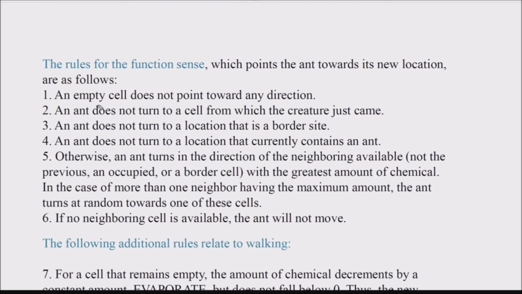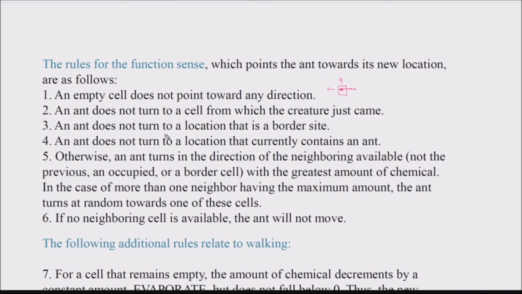Empty cell does not point towards a direction. An empty cell means there's no direction. He can go anywhere, right? He can go this way, he can go this way. And it does not turn to a cell which the creature just came from. So they are not turning back. That means if they come here, they are not going backward. So they will go in either one direction like that, right?